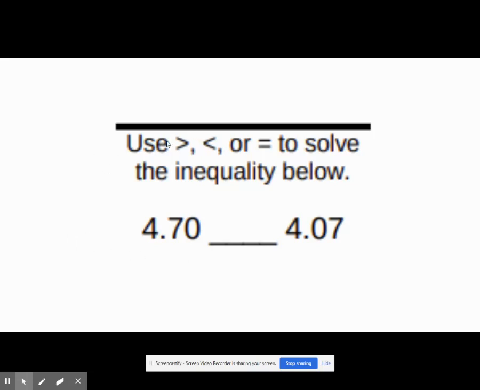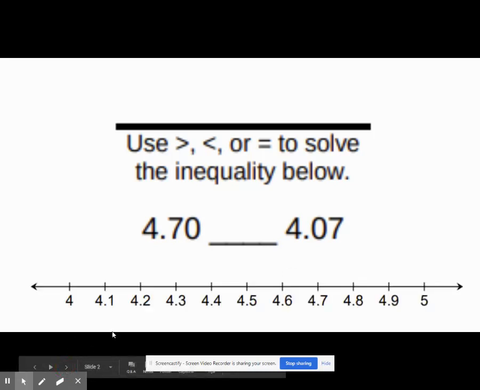So our first one here is: use the greater than, less than, or equal to sign to solve the inequality below. So look at these two numbers. I'm not going to read them to you just yet. I'm going to have you read those, and then I will read them and work through the problem with you in just a second. So go ahead and figure out which symbol on the right-hand side to use. All right, let's try this one together. Go to our next slide here.